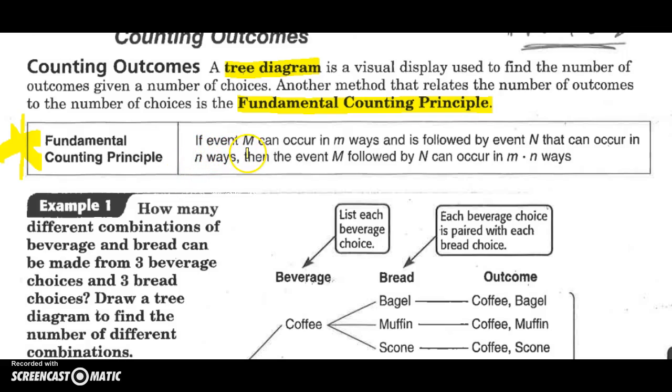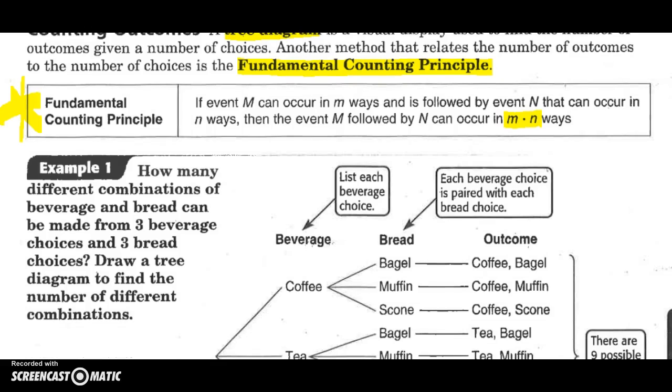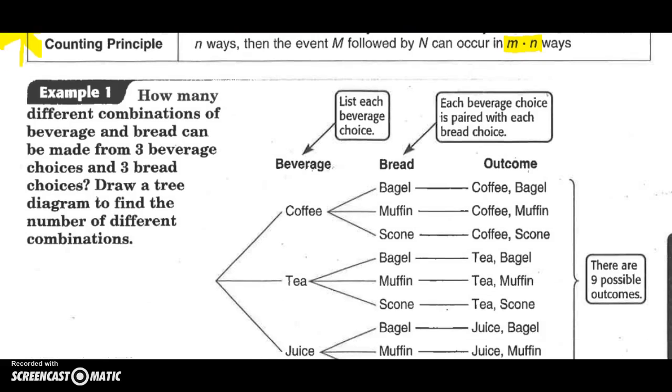If event M can occur in M ways and it is followed by event N that can occur in N ways, then the event M followed by N can occur, and here it is, M times N ways. Now that makes no sense because it says M and N and M and N. So let's look at it with something tangible.